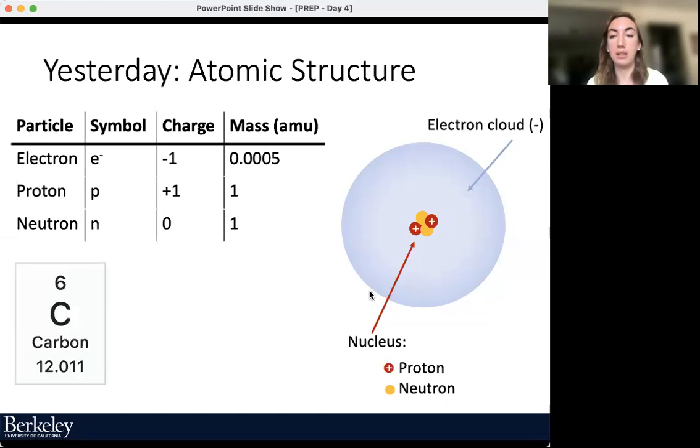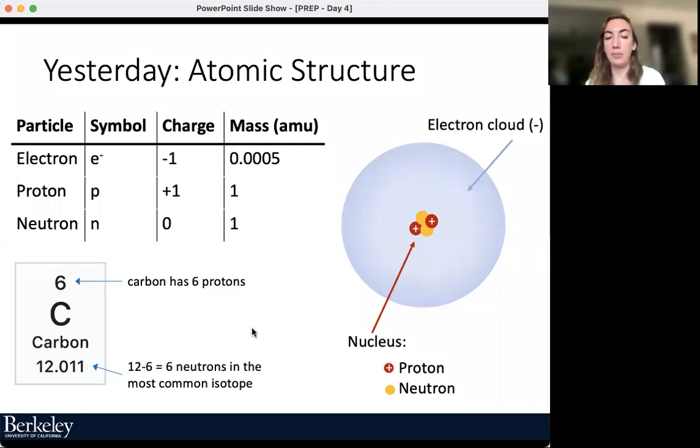And then when we look at the periodic table, we have on top the atomic number. So for carbon, that's 6. And that means that carbon has 6 protons. The atomic number determines what element it is, so what kind of atom it is. If it has 6 protons, it's carbon, and every carbon atom will have 6 protons. If it has 7 protons or 5 protons, it's no longer carbon. So that's always going to be true.